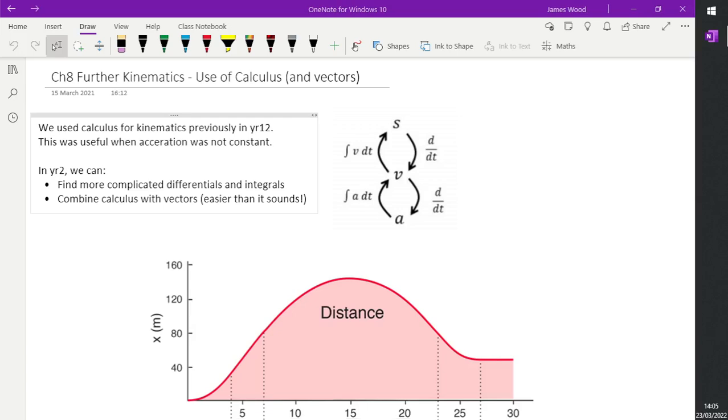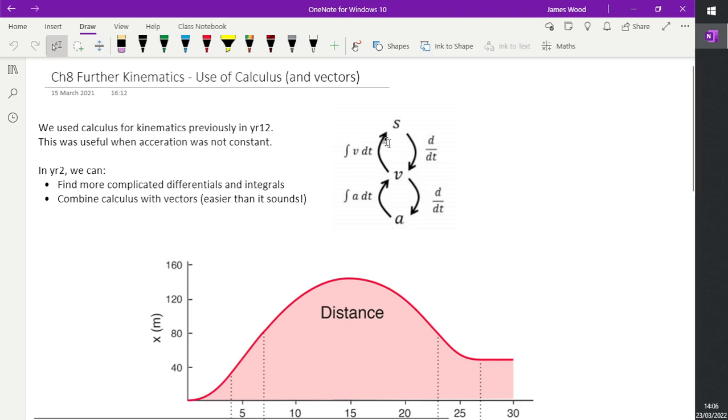In this second lesson on Chapter 8 of Mechanics, we're going to have a look at using calculus. This is something that we used in the Year 12 content, and we can use differentiation and integration to help us go between distance, velocity and acceleration. Now in Year 2 we can do this, but with more complicated things to differentiate and integrate that you've learned how to do this year, but also combining it with vectors, which is actually quite straightforward. We just do the differentiating to the top and the bottom at once.